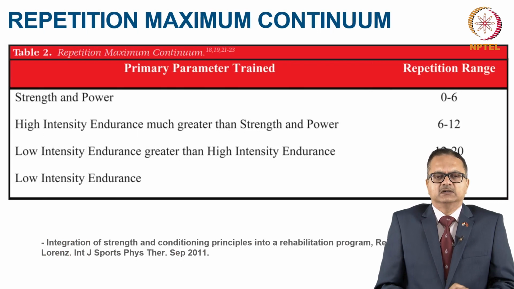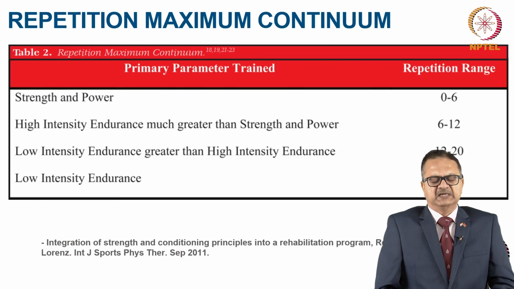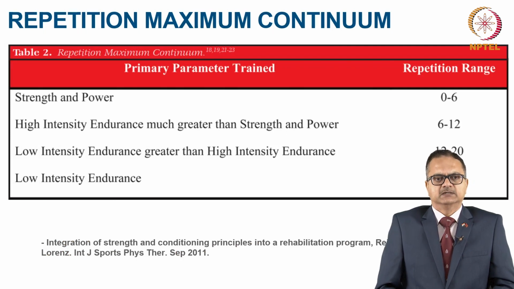There is something called the repetition maximum continuum. Basically, it means that if you're training for a particular motor quality, you have to give a particular number of repetitions of that particular exercise. Let's talk about the motor qualities. We are talking about muscle strength and muscle power. If you're looking for muscle strength and muscle power, you have to give low repetitions. That means high weights and low reps, 0 to 6 reps only.